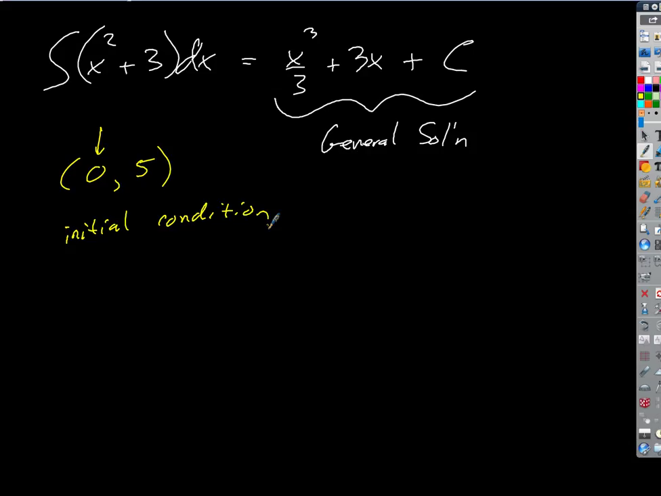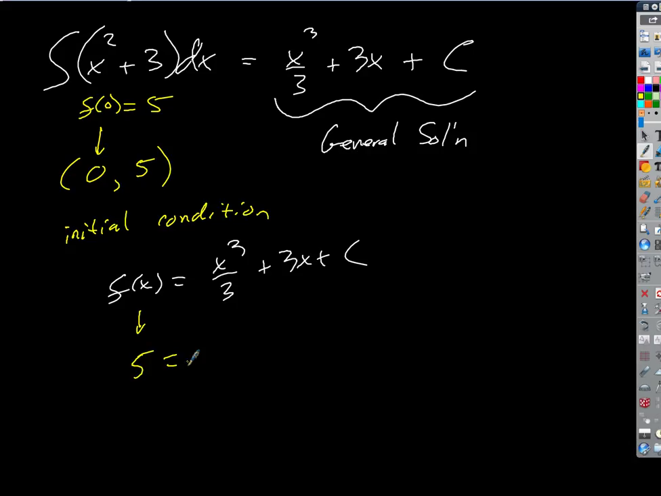So we know that the solution we got up here was f of x equals x cubed over 3 plus 3x plus c. This is telling us essentially that f of 0 equals 5, right? So what do we find? If I let x go to 0, I get 5 equals 0 plus 0 plus c. So in order to honor this initial condition, c has to be 5. And so our particular solution ends up being, okay, there's our particular solution.